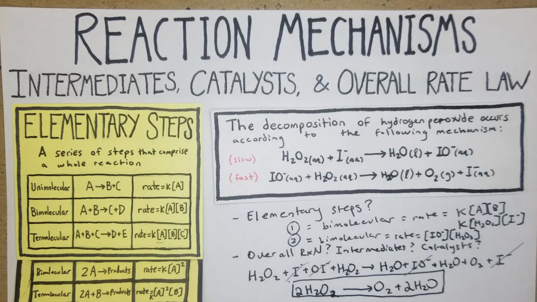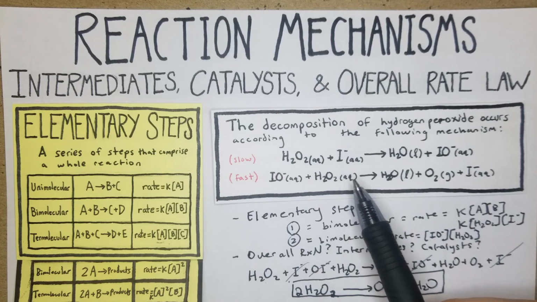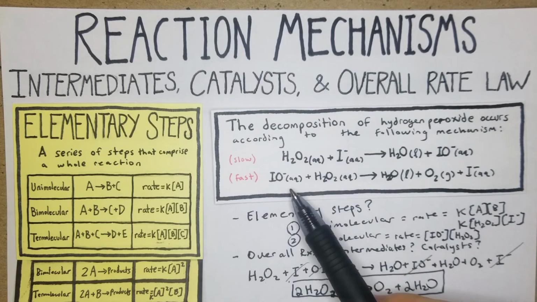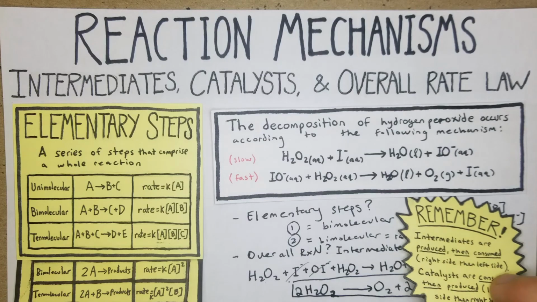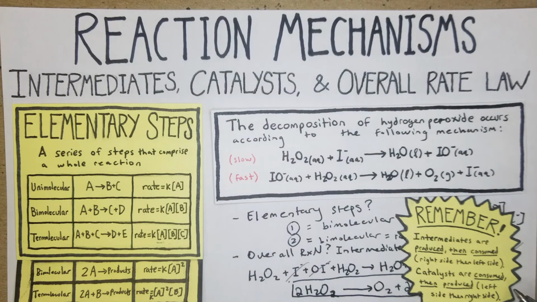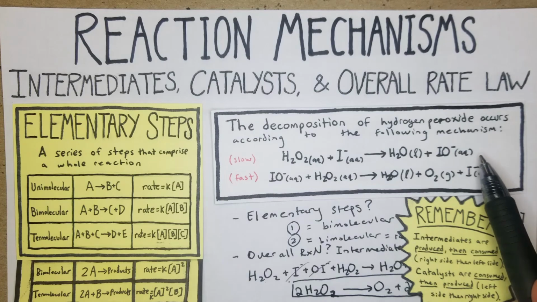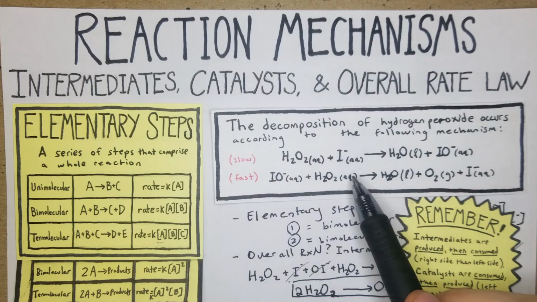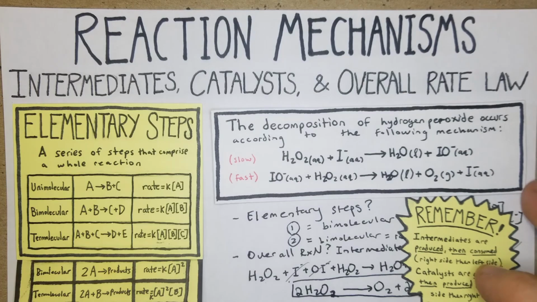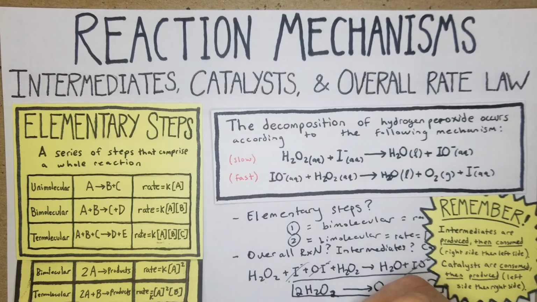So let's look at what we have for intermediates, or everything that we canceled out. For IO minus, we know we can look back to here. It started as a product and then it became a reactant. So that fits the definition of an intermediate. So our intermediate is going to be IO minus.